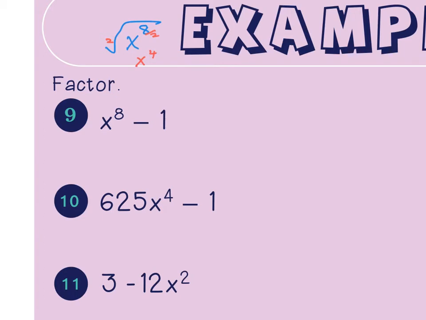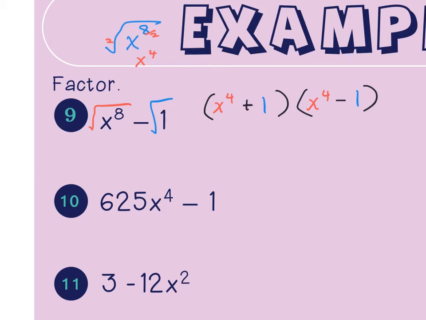So when I go to factor this one, I'm going to square root x to the 8th, and that'll give me x to the 4th. I'm going to square root 1, and that gives me 1. And remember, one gets a plus sign, one gets a minus sign.